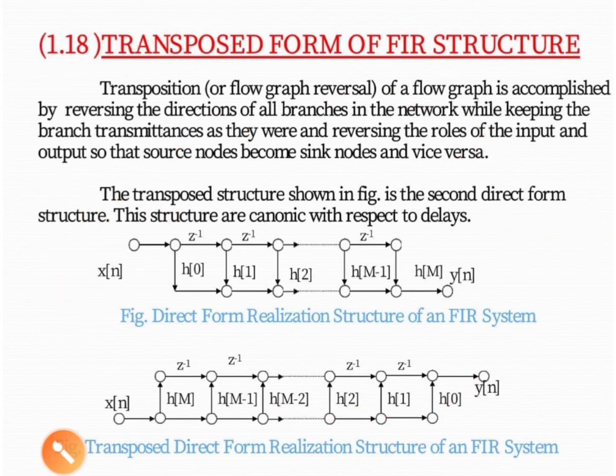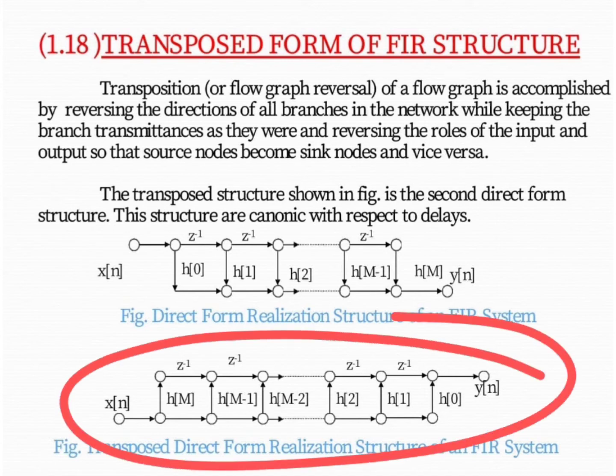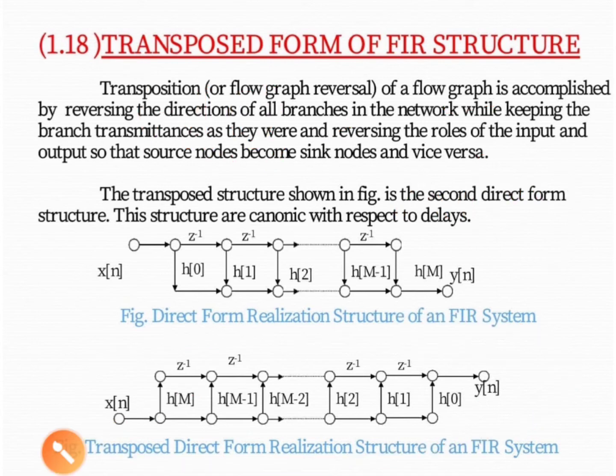So here, as you can see, after transposing we get this particular realization form. Here, x of n, and because our limit starts from h of 0 to h of m, by reversing the direction, h of m is shifted here and h of 0 is shifted here. In case of transposed form, in this way we can draw our transposed form of FIR structure.